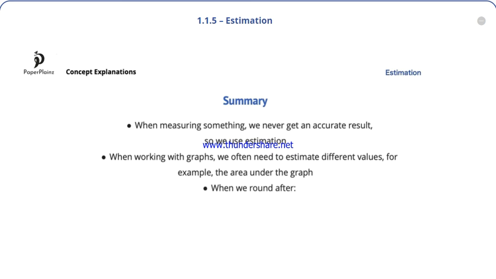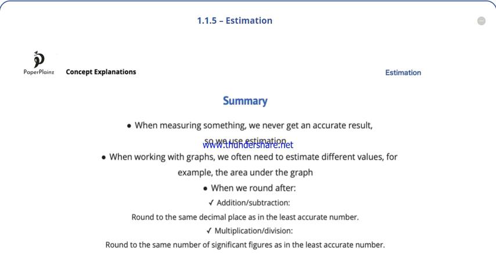So when we round after an addition or subtraction, we have to round to the same decimal place as in the least accurate number. After multiplication or division, we round to the same number of significant figures as the number of significant figures in the least accurate number. And finally, when we raise a number to a power or take its root, we round to the same number of significant figures as in this original number.